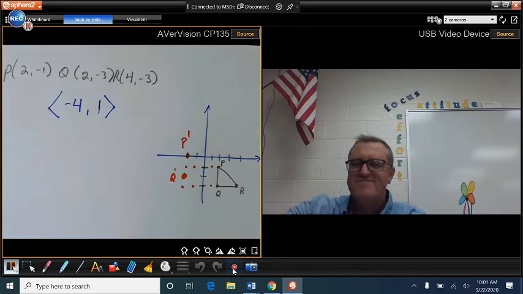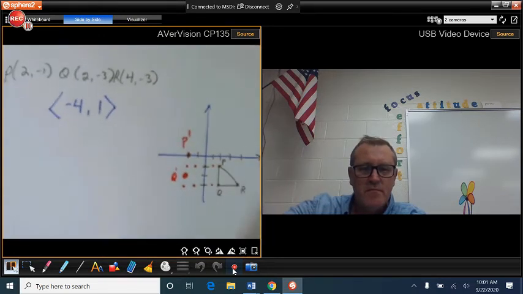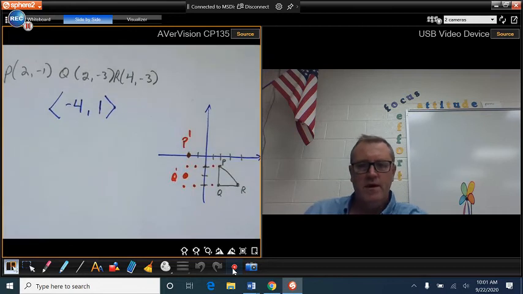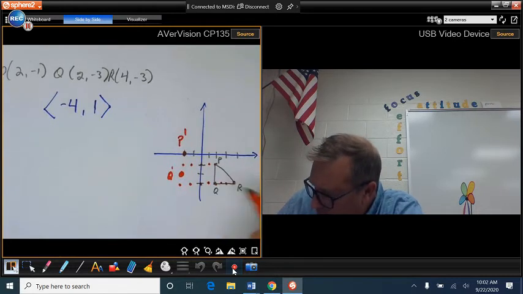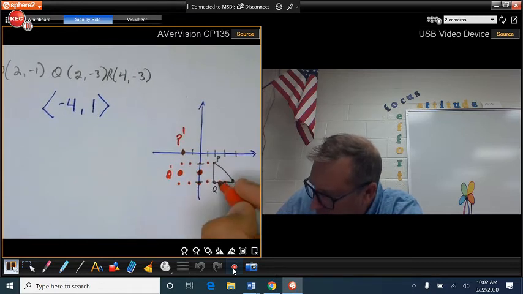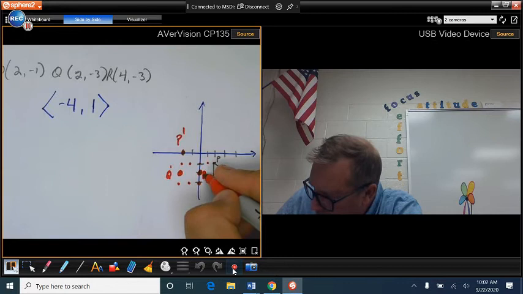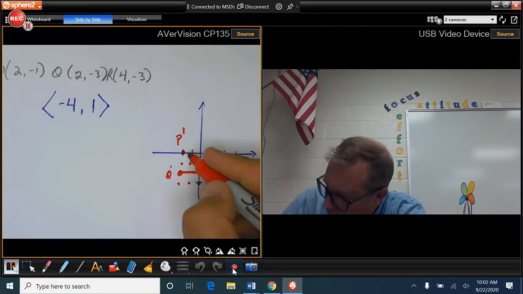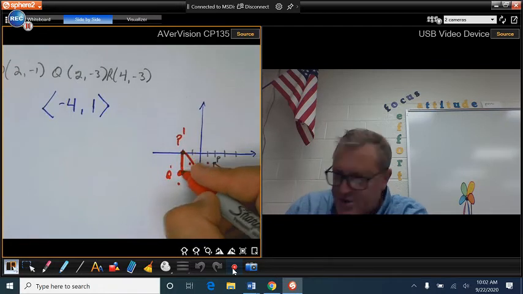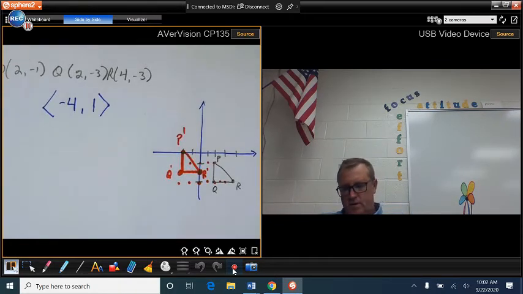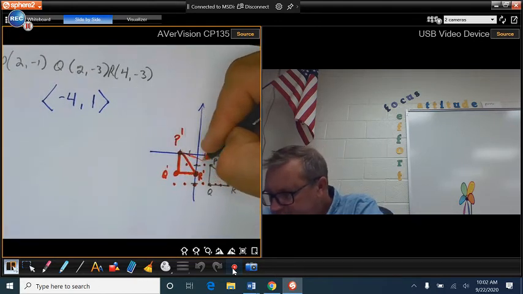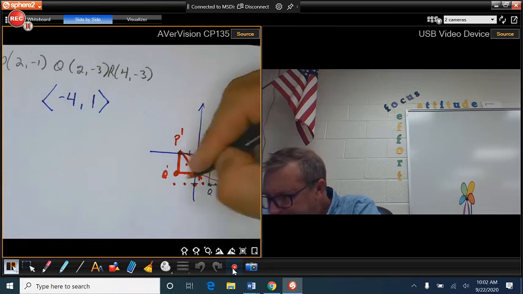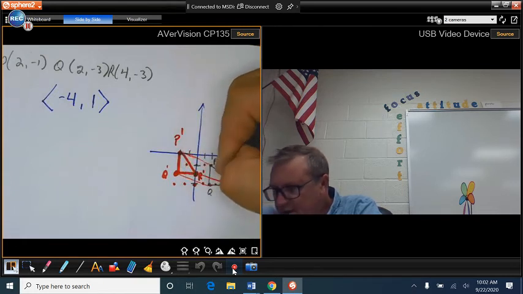Lily, you all right? All right, now let's do R. We're going to go 1, 2, 3, 4. We're going to go up 1. R prime. Mine's not near as good as yours in the book. Now I'm going to connect these. You should see that these are parallel lines. Those look like parallel lines?